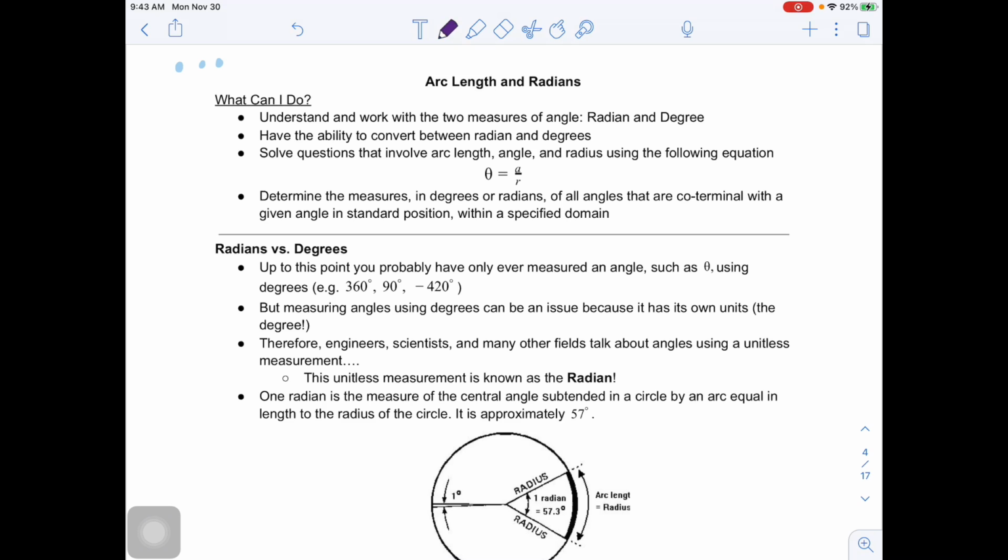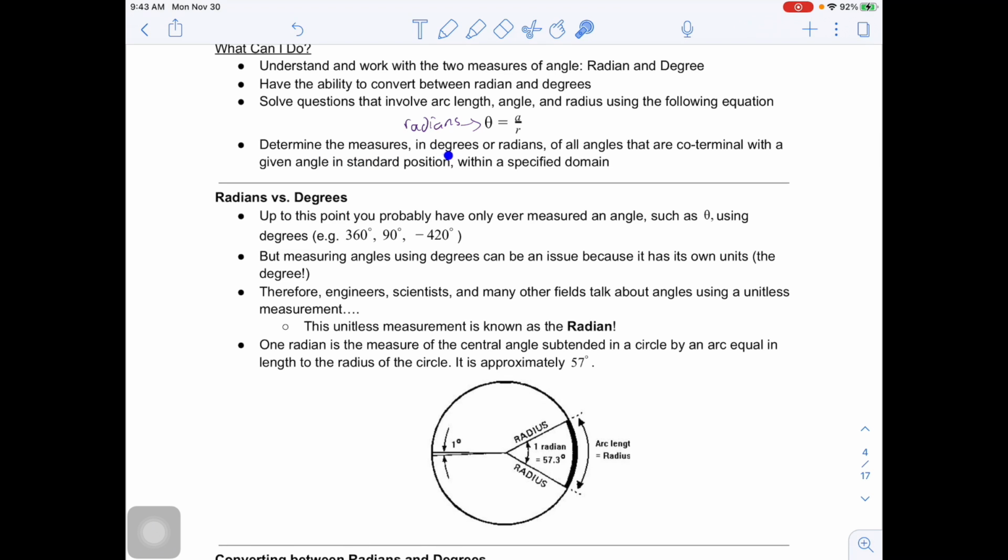which has to be measured in radians. So we're already seeing why we need two measurements of angles, and then the radius, r, for following with this equation. And then we'll have to determine the measures in degrees or radians of all angles that are coterminal with a given angle in standard position, and then within a specified domain.